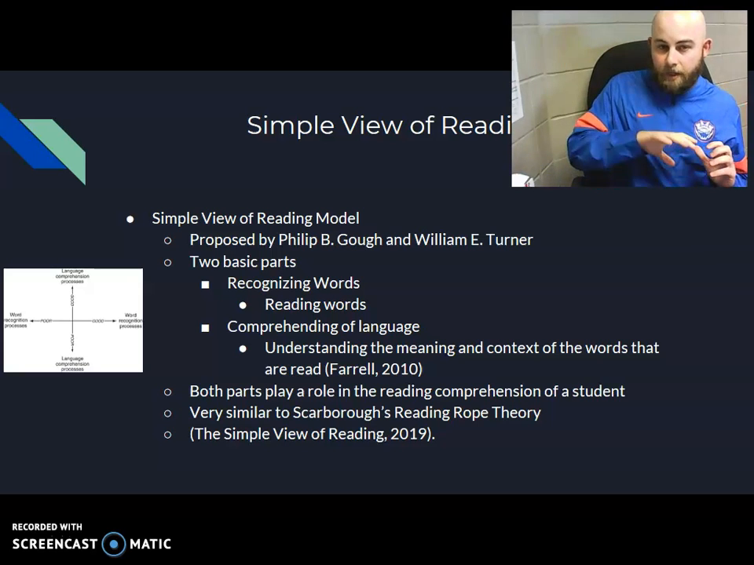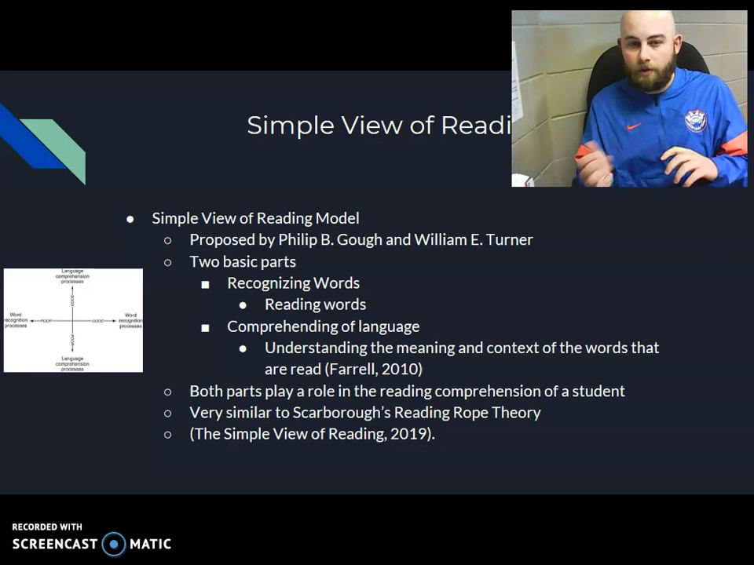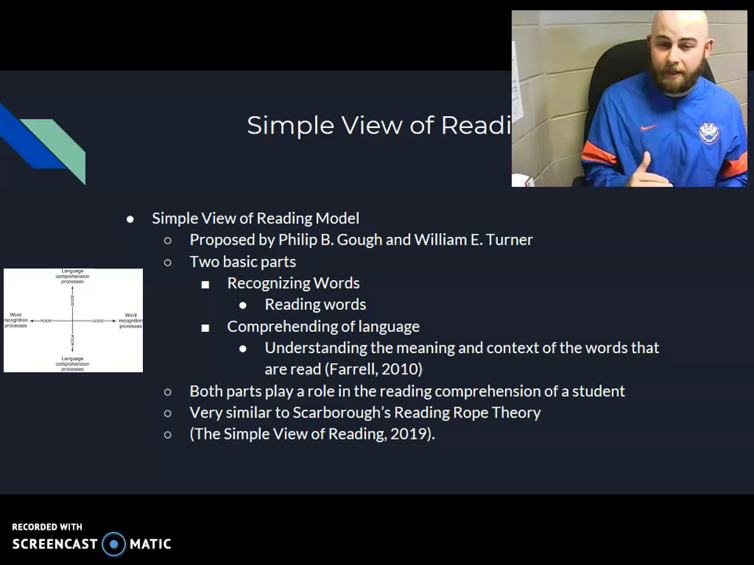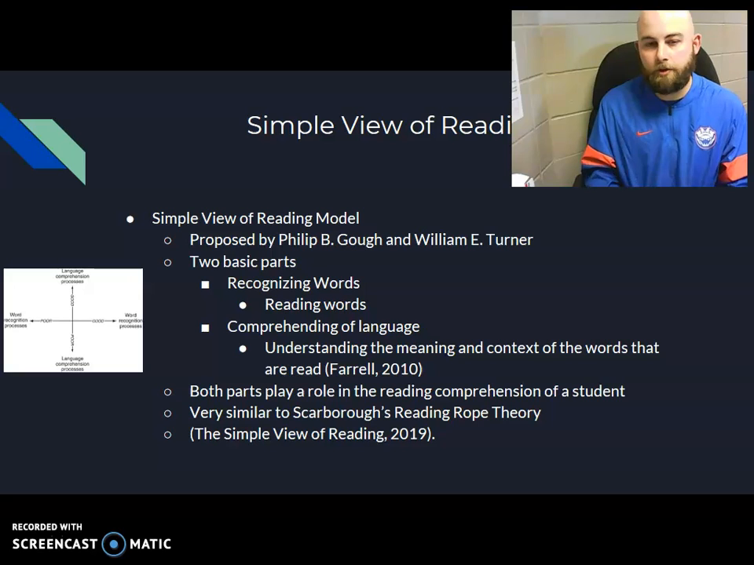And then another part of reading that we don't talk about as much is comprehending those words. So that's the two parts: reading and recognizing, and then comprehending, understanding those words and the text that they're being used in. I think both of those play a huge part in a student being able to excel in reading.